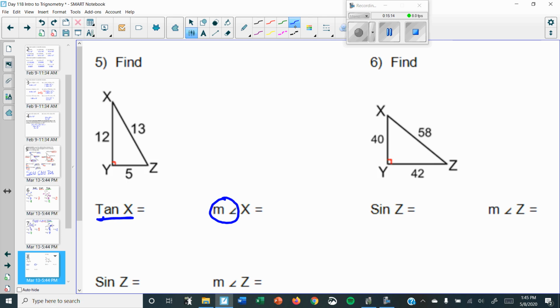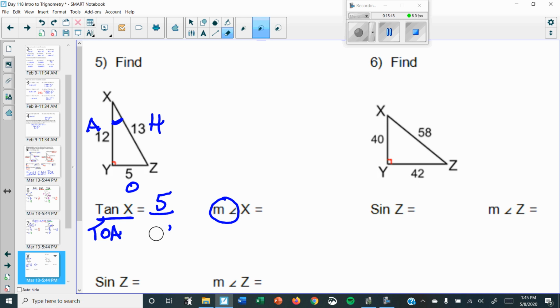So tangent of x. Well, the first thing you always do is label it. Okay, what's across from the right angle? That's your hypotenuse. What's across from the x? That's your O, and then the remaining side is your A. So if we're only talking about tangent, what's tangent? Well, the way to remember it is TOA. So O over A. So O is 5, H is 13. So I'm so sorry, that's the hypotenuse. Oh my goodness. The A is 12. So there's your trigonometric ratio.